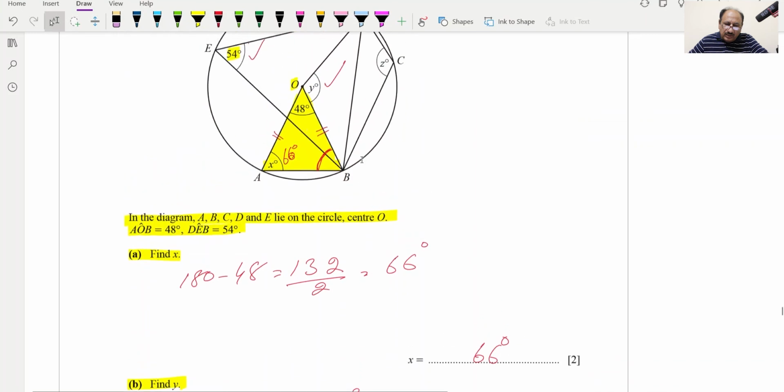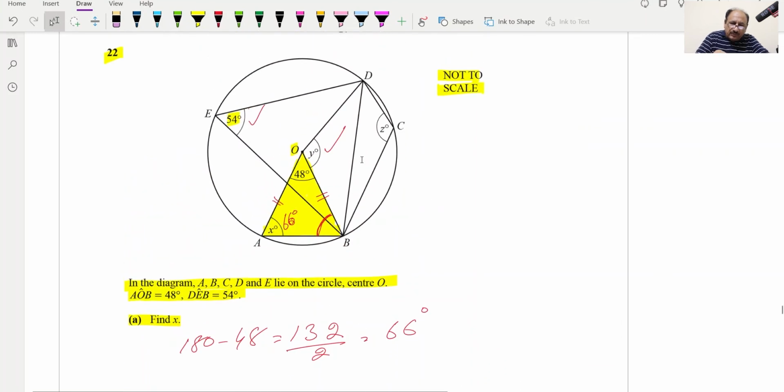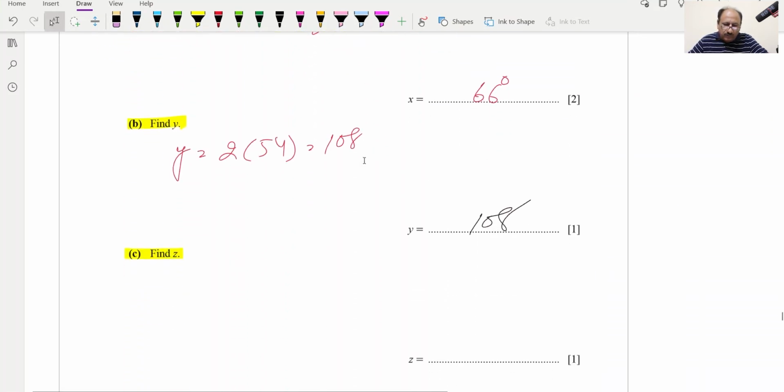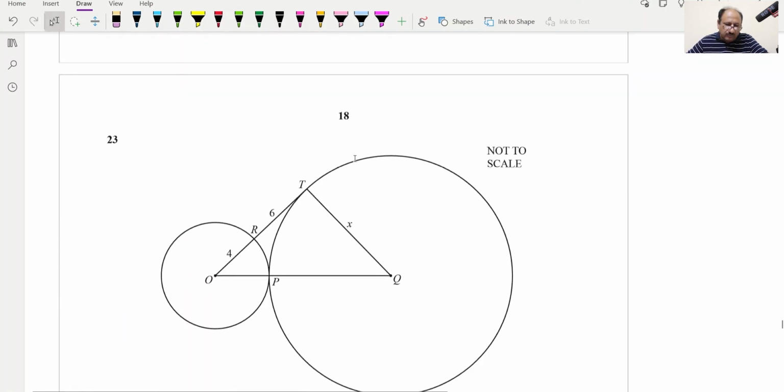Now we need angle Z, and we can apply the property that A, B, C, D, E is a cyclic quadrilateral, so these two opposite angles should add up to 180 degrees. So 180 minus 54, this will be equal to 126. So 126 degrees will be the answer for this part, and this will be a 1 mark part.